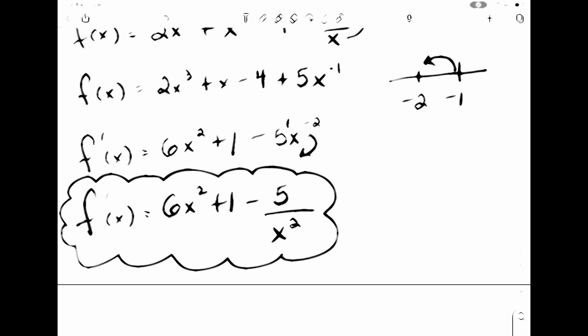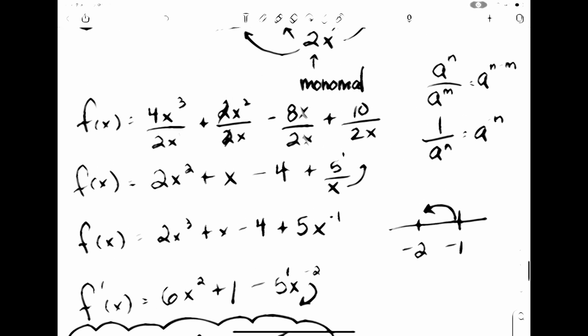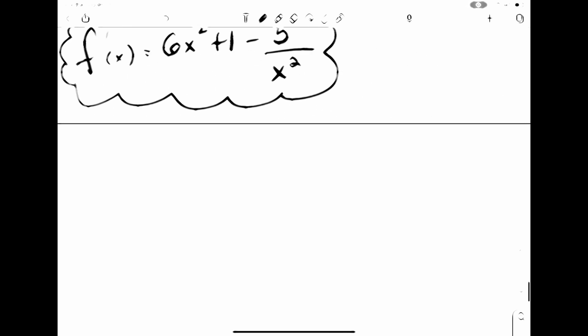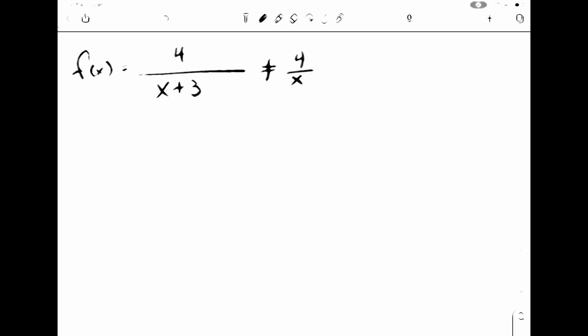Sometimes we have to FOIL. Sometimes we have to multiply out, distribute. Sometimes we have to divide if we have a single monomial. Why do I mention single monomial? Because you can't do this. If you have f of x equals 4 over x plus 3, this does not equal 4 over x plus 4 over 3. And you can prove that to yourself with numbers. You can't do that. No, no, no, no, no, no.